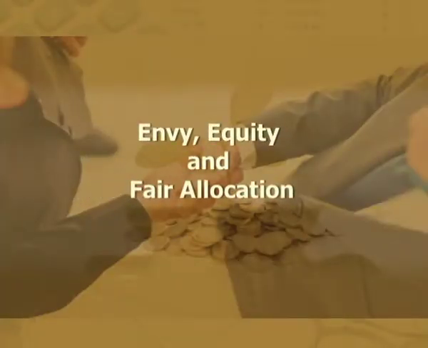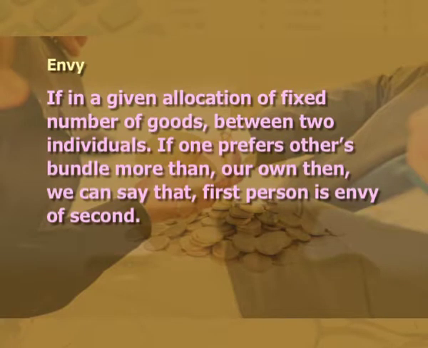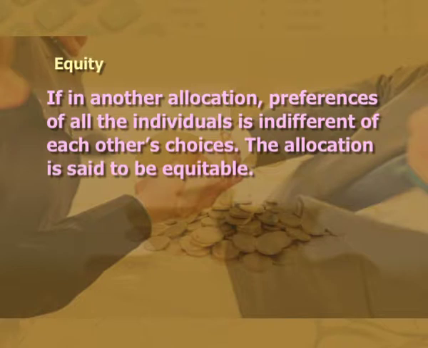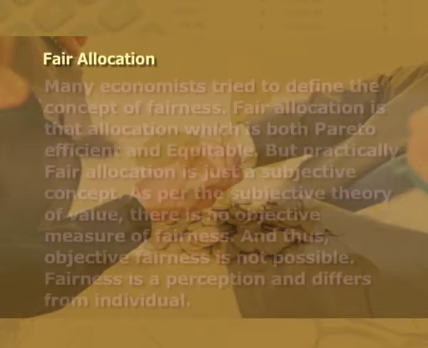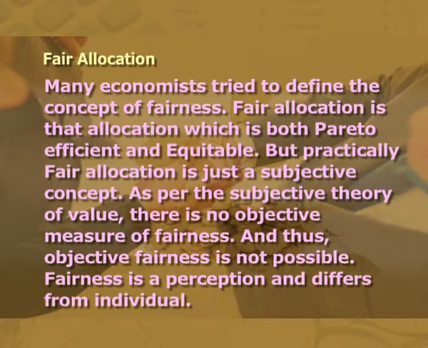Moving on to the next topic, that is envy, equity and fair allocation. Let's begin with envy. In a given allocation of a fixed number of goods between 2 individuals, if one prefers the other's bundle more than their own, then we can say that the first person envies the second. Another is equity. If in an allocation, all the individuals are indifferent to each other's choices, the allocation is said to be equitable. Next is fair allocation. Many economists try to define the concept of fairness. Fair allocation is that allocation which is both Pareto efficient and equitable.